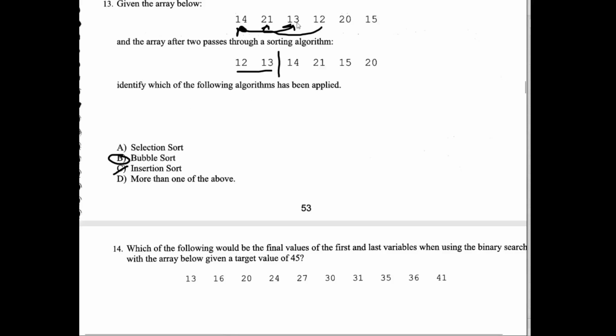Another way we can check is to see how bubble sort is actually going to work here. It's going to swap the 21 and the 13 on its first pass, and then it's going to swap the 21 and the 12 on that pass. So it would be 14, 13, 12, 21.